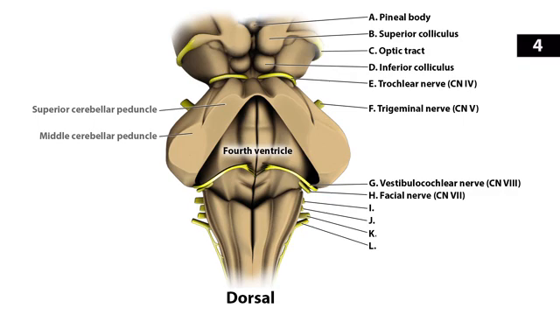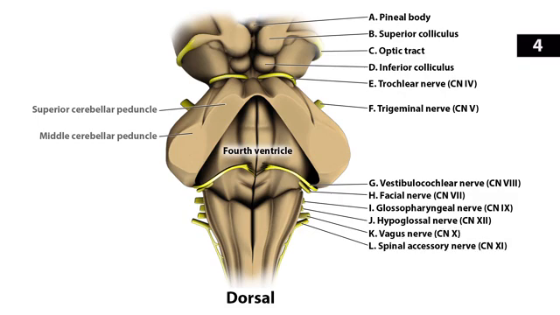Then peeking out from the front of the medulla, we can see I, which is the glossopharyngeal nerve, cranial nerve 9. Then J is the hypoglossal nerve, cranial nerve 12. K is the vagus nerve, cranial nerve 10. And L is the spinal accessory nerve, cranial nerve 11.